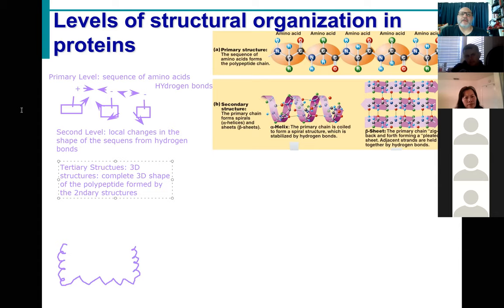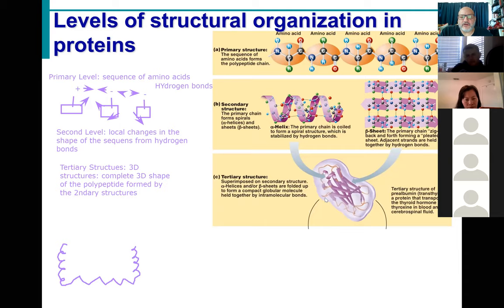So notice, as we have here, we have our tertiary structure, where some of them are alpha helixes, some of them are beta sheets. When you put all of those together, you have a single sequence of amino acids, that polypeptide chain that is formed, and it forms a three-dimensional structure.